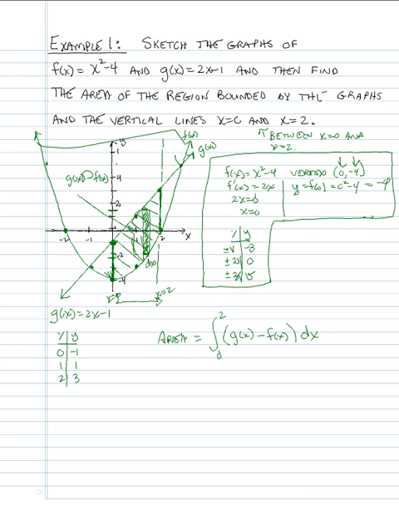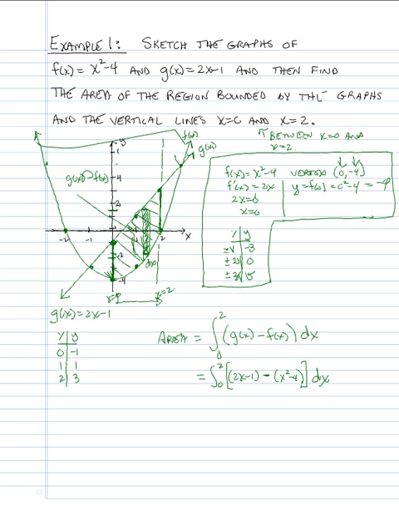Now, after we've done that, it's a matter of putting in the actual functions. And g of x is actually represented by 2x minus 1. So that's the g of x. And we're going to subtract from that the f of x. And the f of x is x squared minus 4. And then don't forget our dx.